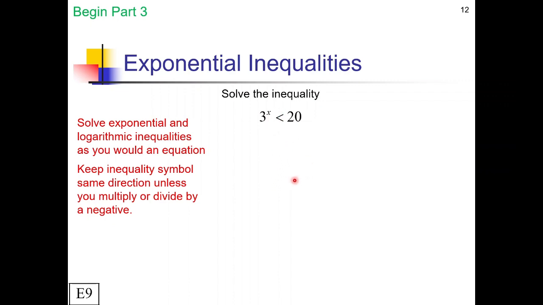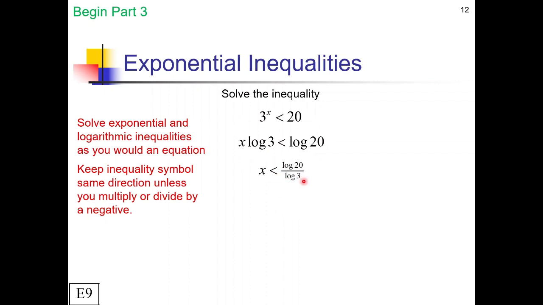All right, so since we've got an exponential equation, we either are thinking common base method or logs. 20 is not a power of 3, so I'm thinking logs are going to work better. Let's take the log of both sides. So that's going to be x log of 3 less than log of 20. And then that means that x is going to be less than log of 20 divided by the log of 3.